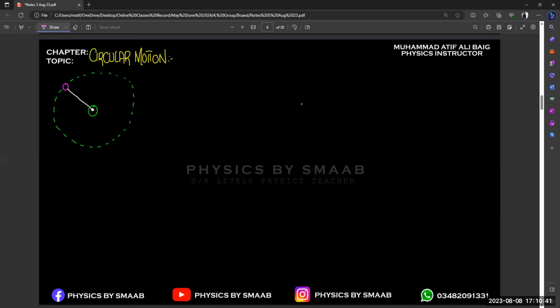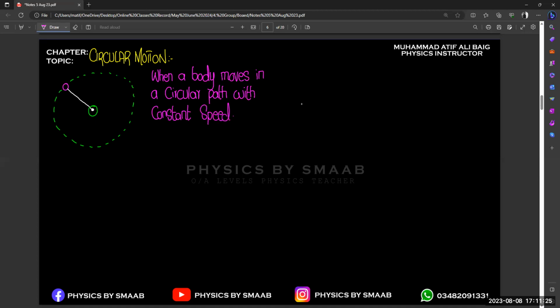But the concept is, let's suppose we want to write the definition for circular motion. So circular motion actually happens when a body moves in a circular path with constant speed. So this is the basic definition of circular motion, right?